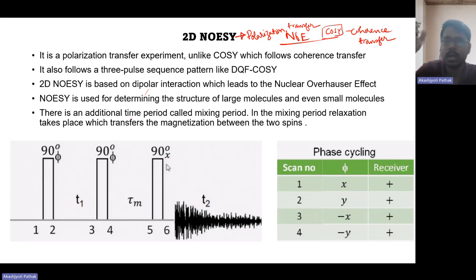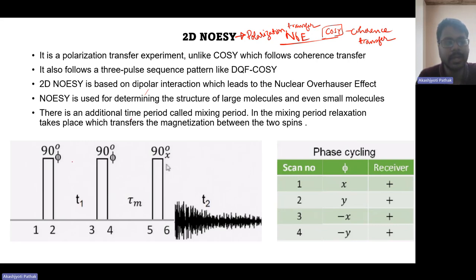So how are the two spins oriented in space? The two spins may not be coupled to each other, but they may be located very close to each other. If they are located too close to each other in space, then it will lead to the transfer of polarization from a less sensitive to a more sensitive nuclei, right? So we understood that from N spin to proton spin, and how to calculate the polarization. All these concepts we had looked into. So that is the basic difference.